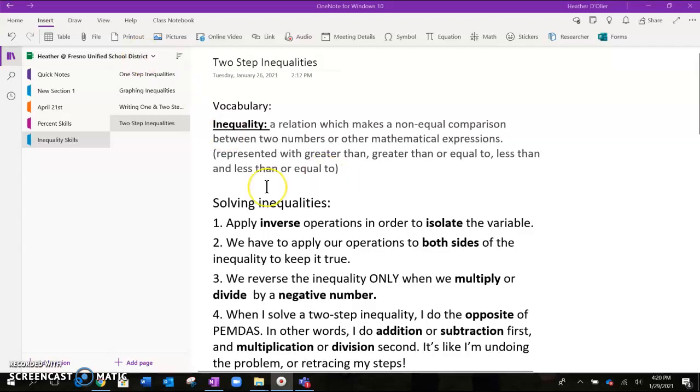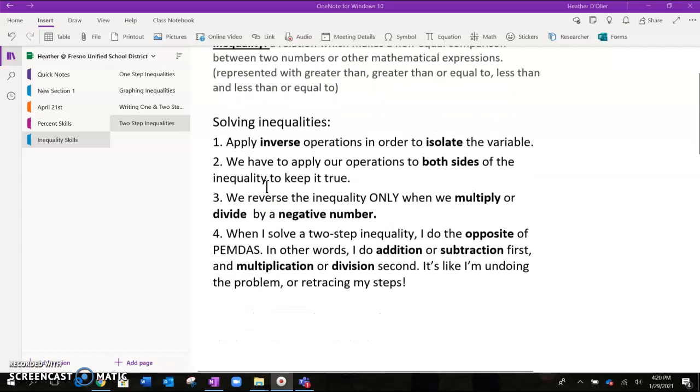So we have our steps. And they're similar to when it's a one step. There's just one more difference. We need to apply inverse operations in order to isolate the variable. Whatever we do to one side, we have to do to the other. Both sides, keep it true. We reverse the inequality only when we multiply or divide by a negative number.